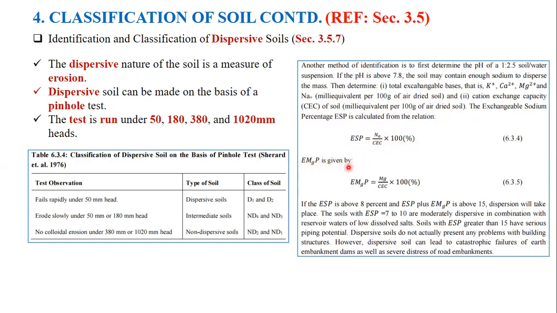And EMgP is given: EMgP equals Mg divided by CEC times 100%. If the ESP is above 8% and ESP plus EMgP is above 15, dispersion will take place. Soil with ESP 7 to 10 is moderately dispersive in combination with reservoir waters of low dissolved salt. Soil with ESP greater than 15 has serious piping potential. And dispersive soil does not actually present any problem with building structures. However, dispersive soil can lead to catastrophic failures of earth embankment dams, as well as severe distress of road embankments.